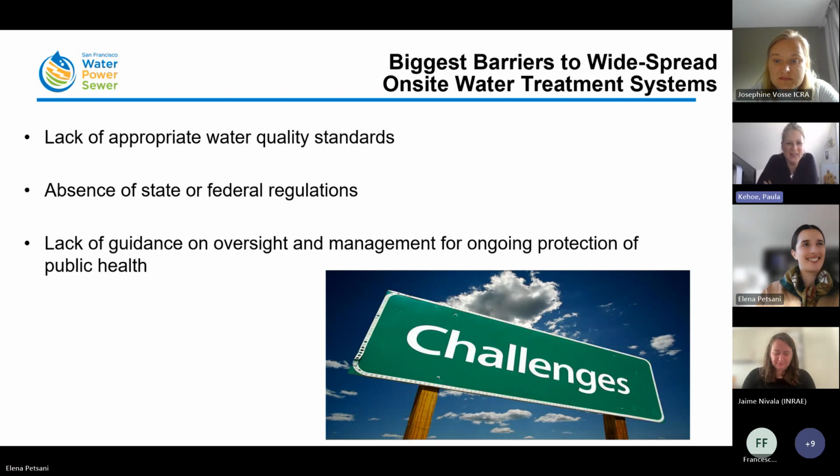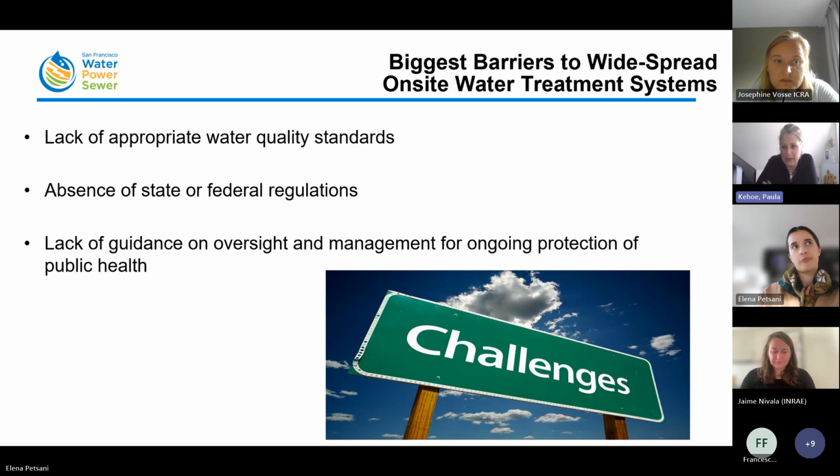I guess really, in order for us to really enable and deploy these kinds of treatment systems in San Francisco, as well as across North America, we had to address a number of barriers. And that really came down to appropriate water quality standards.